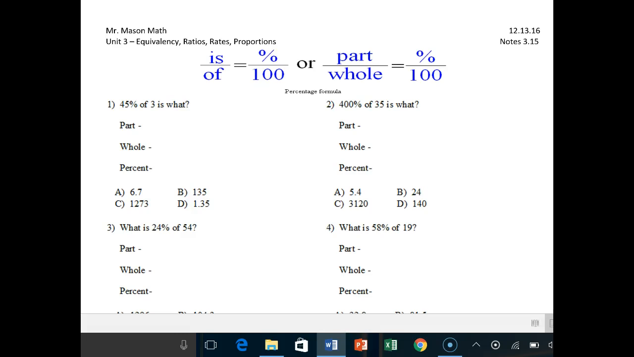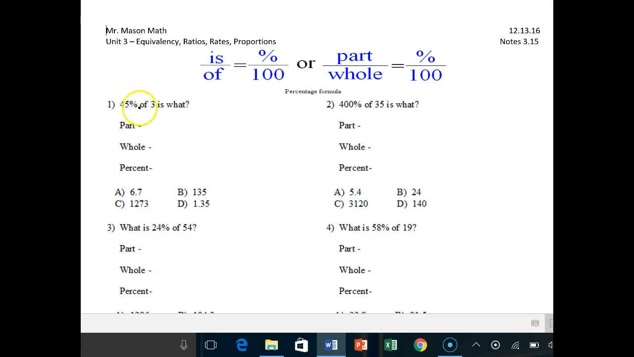So I'm going to go ahead and walk us through our last set of notes before our test, which is again a review of the percent equation using proportions. So these are notes 3.15. Remember our equation, you can recognize it by keywords like is, over, of, equals, percent over 100, or just by the idea of a part over a whole equals percent over 100.